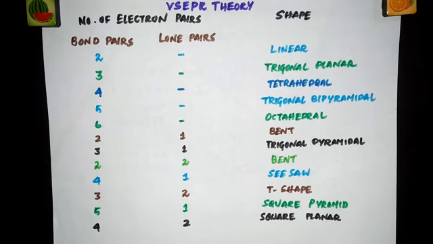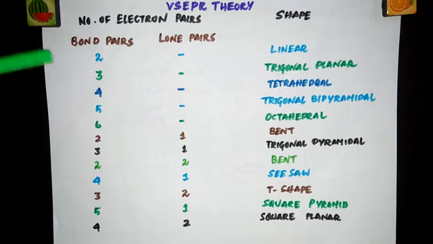So now in this video, we are going to see how to predict the shape of few molecules using VSEPR theory. So before going on to that, let's have a short recall on what we have studied in the previous video. Here I've written the shapes of molecules depending upon the number of electron pairs.